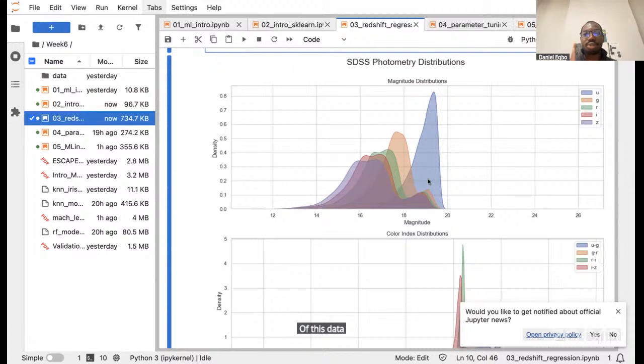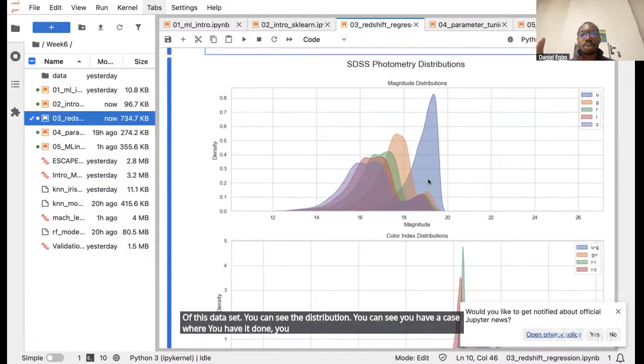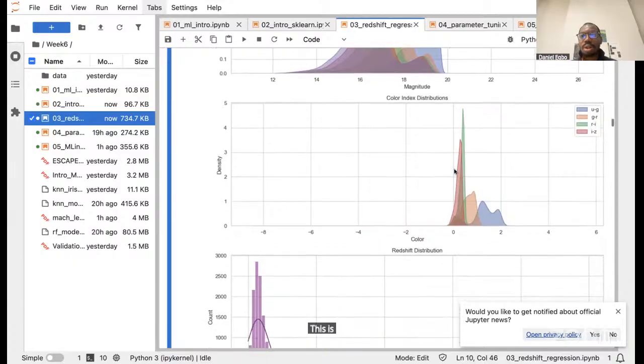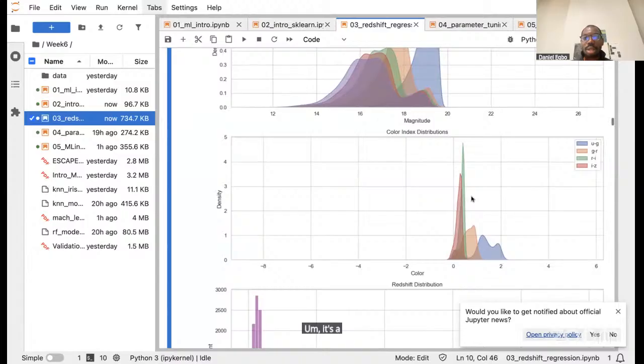You can see the distribution. You can see you have a case where you have some dominant ones. You can see the weight of the distribution as well. This is the color index that we have created. It's not super extended; it's a bit closer together than the other one.